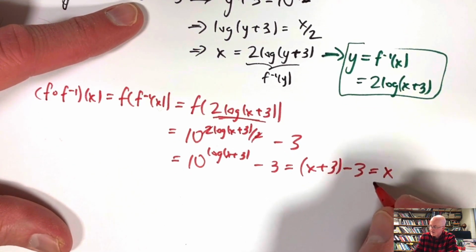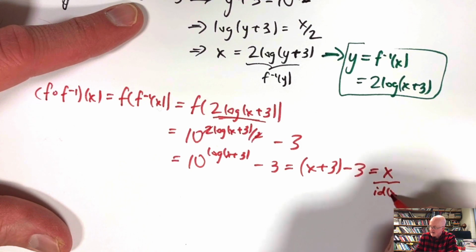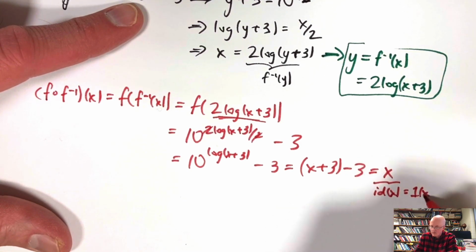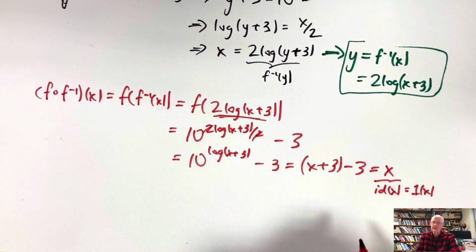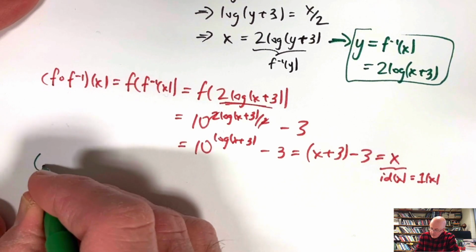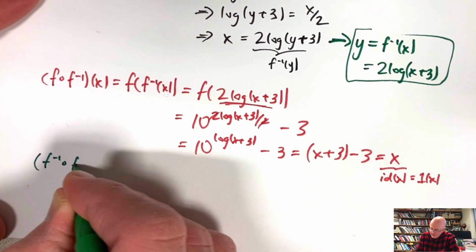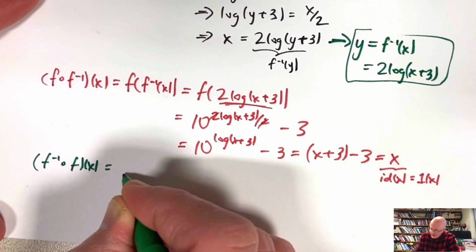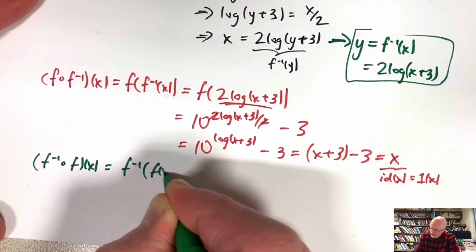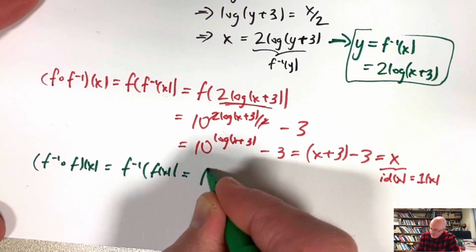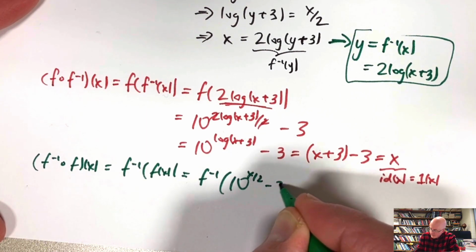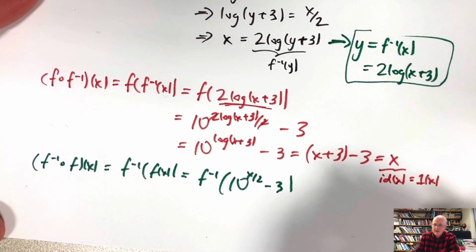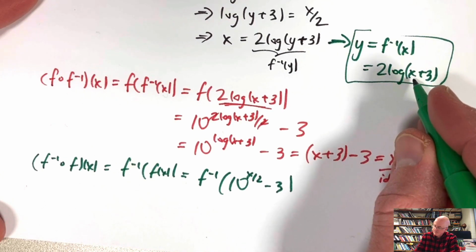This is the identity function, sometimes written id of x, or maybe 1 of x, where it's not the number 1 really. It's just a symbol for the identity function that maps every number to itself. And technically you should do the other way around as well. F inverse compose f of x is by definition f inverse of f of x. That would be f inverse of 10 to the x over 2 minus 3. I've got to plug that now into this function in place of x.